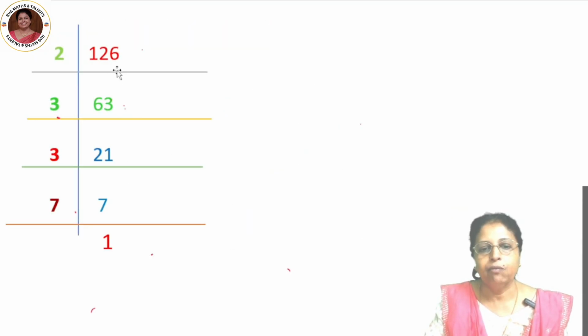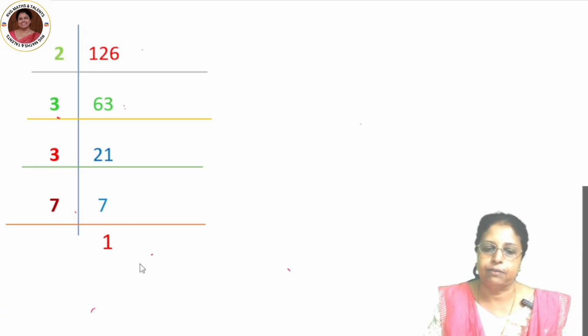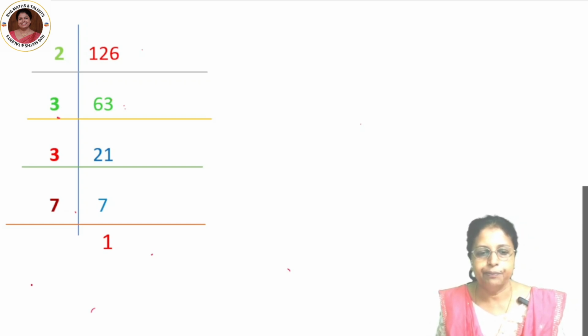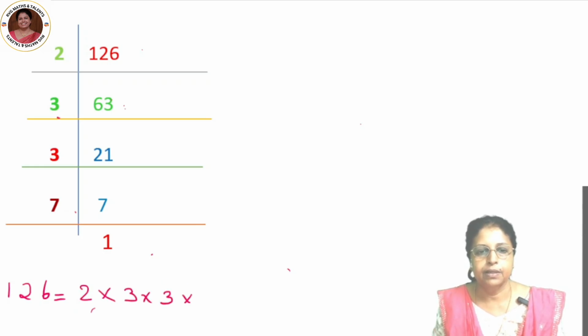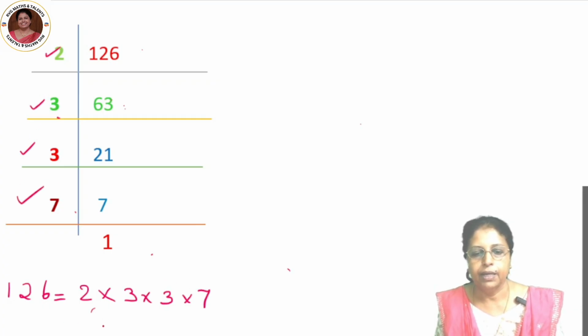See, 126 divided by 2, then we will get 63. Again divided by 3, you will get 21. Again we divide it by 3, we will get 7. Then 7 divided by 7, we will get 1. So these are the prime factors. 126 can be written as 2 times 3 times 3 times 7. So you can write 2 times 3 square times 7.